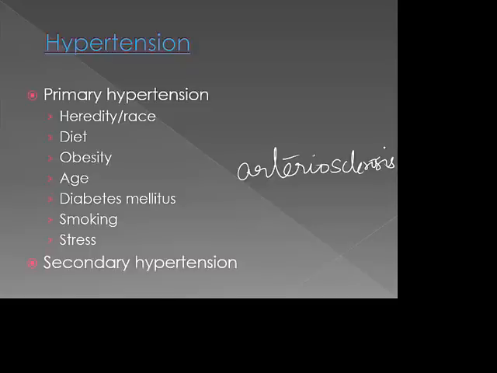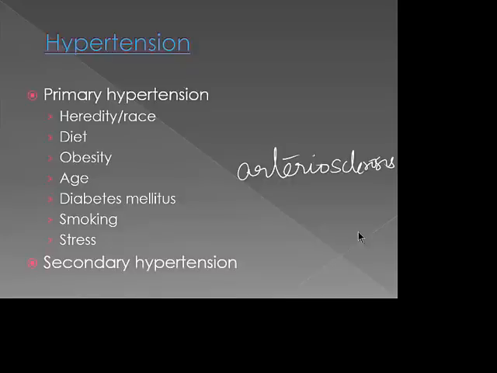Diabetes mellitus is important because diabetes affects blood vessels. It causes microvascular changes in blood vessels, and that's how it leads to hypertension, and that causes lots of problems in the eyes, in all the blood vessels of the body, in the kidneys, and so on. Smoking, because nicotine by itself causes vasoconstriction. So again, that causes hypertension.